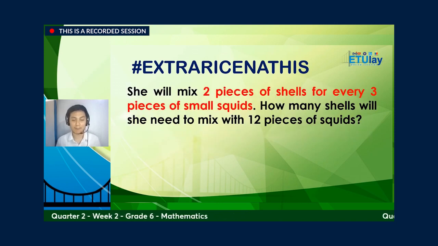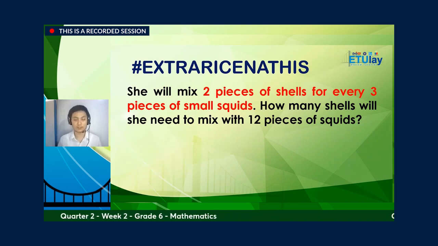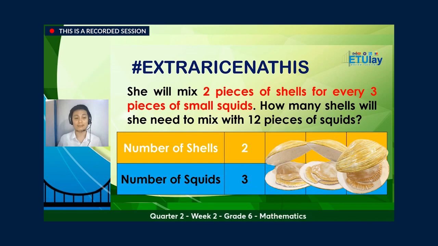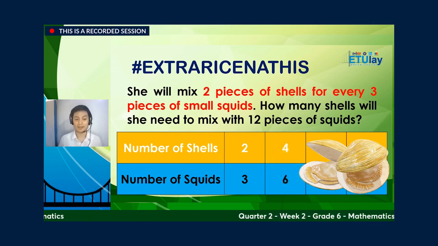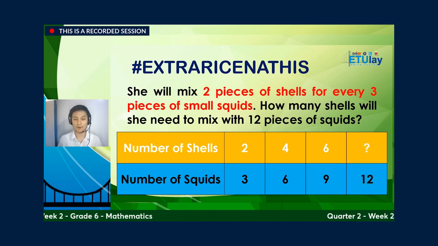I-highlight natin ang binigay na information. 2 pieces of shells for every 3 pieces of small squids. At ang tanong ulit, how many shells will she need to mix with 12 pieces of squids? So for this situation, we can have a table to represent or organize the data. So kung dalawa ang number of shells or kung dalawa ang shells na ihahalo, meron 3 squids na ilalagay si nanay. Kung 4 naman ang shells, 6 na squid naman ang ilalagay ni nanay. Kung 6 ang shells, 9 naman ang squids. At ang tanong, ilan dapat ang shells kung 12 ang squids na ilalagay ni nanay?